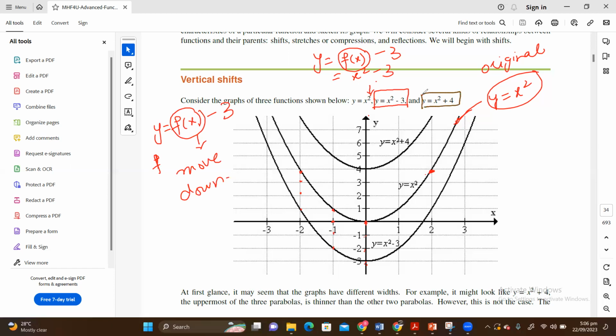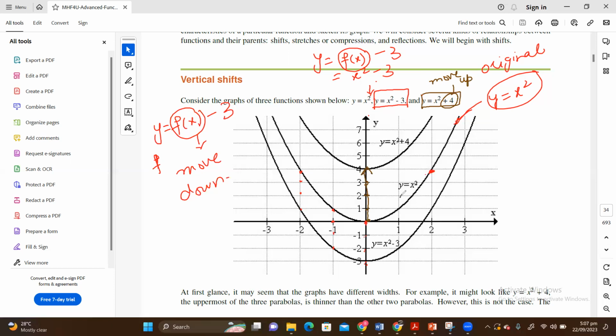Now come to the next graph, and I will use the color brown for this. Y is equal to x square plus 4. For y is equal to x square plus 4, adding something in the function means move up. So this was the original function. It is 1, 2, 3, 4. So we are moving upward with 4 units.